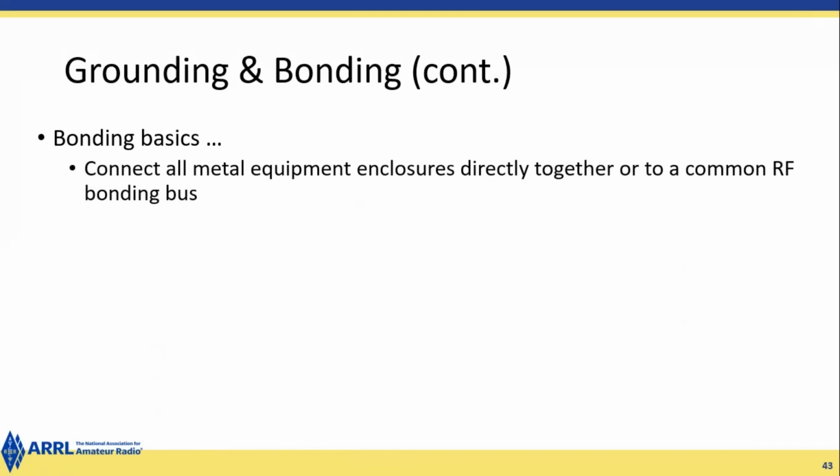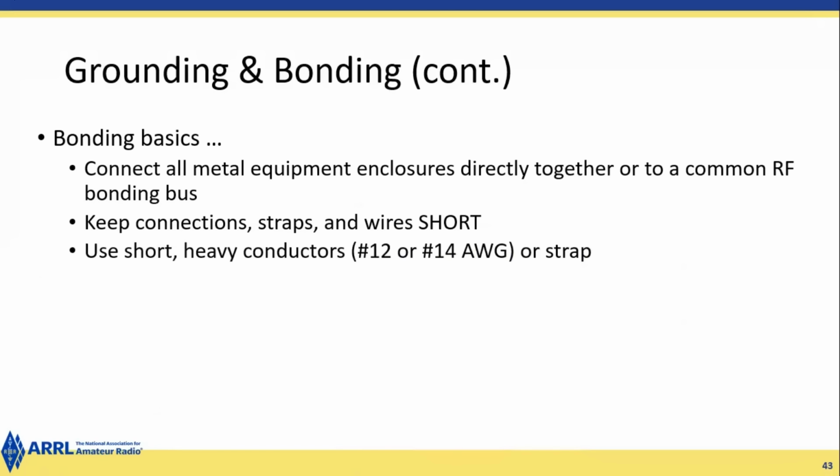Connect all metal equipment enclosures directly together to a common RF bonding bus. Keep connections, straps and wires short. You don't want them to be electrically a wavelength of something that you're using, or it'll be an antenna. So use short, heavy conductors, 14 and 12 gauge wires, or strap if you can. If strong RF is present, use a piece of wide flashing or screen under the equipment connected to the bonding bus. Sometimes that'll work.